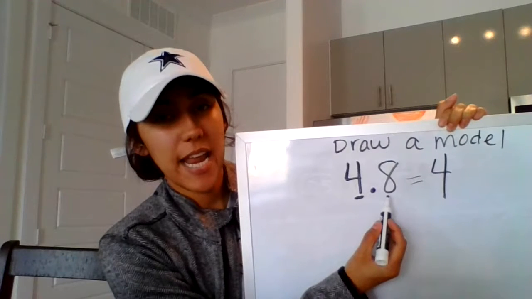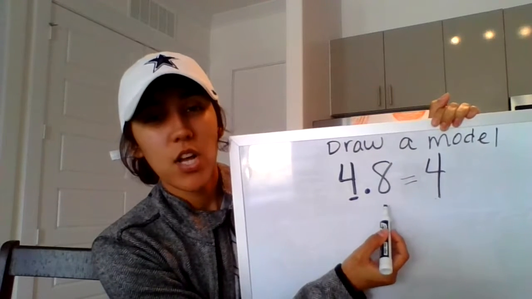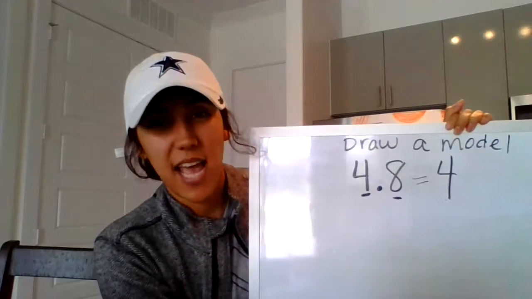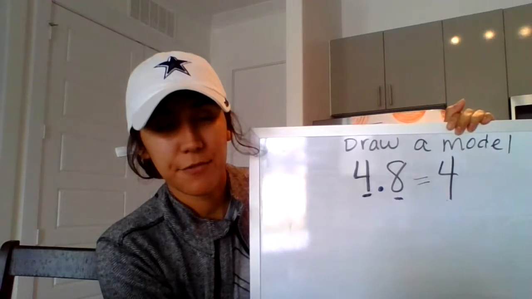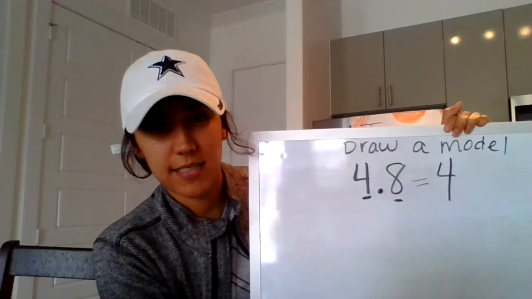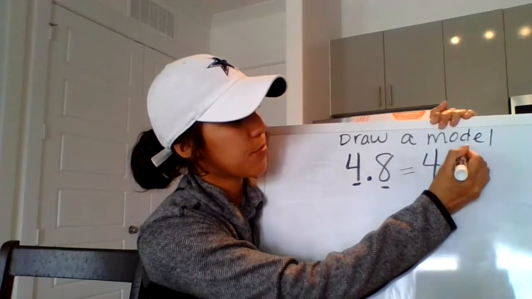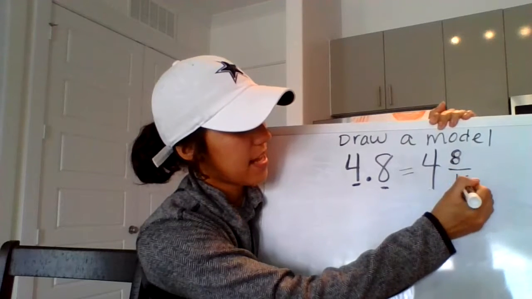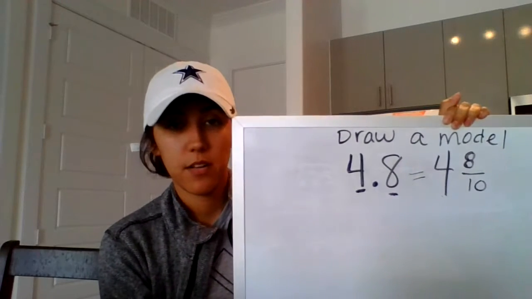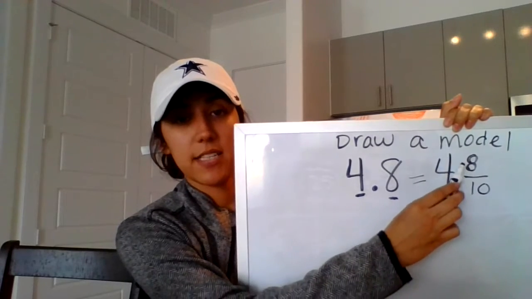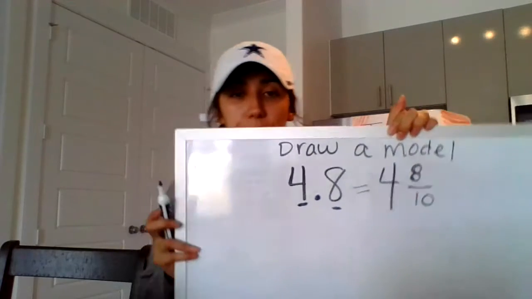So 4 and 8/10. I have my 4. So how would I write 8/10 as a fraction? That's right. 8 as your numerator and 10 as your denominator. Okay, so 4 and 8/10.